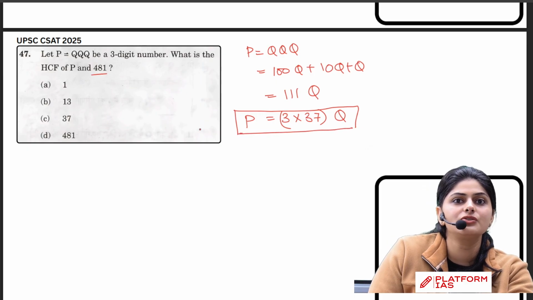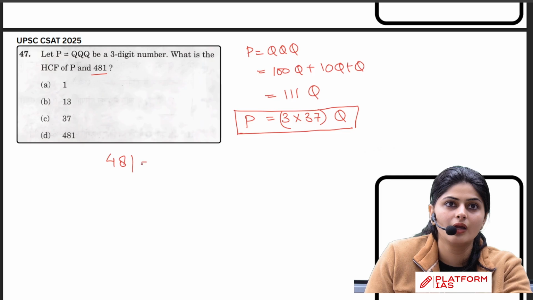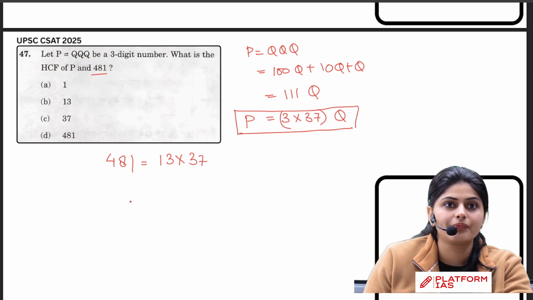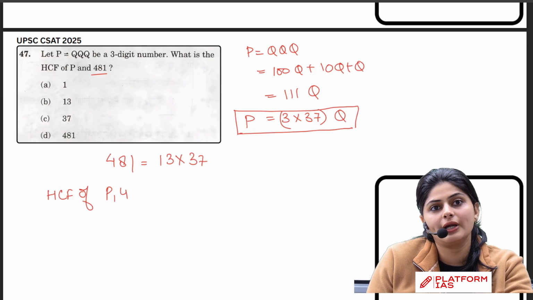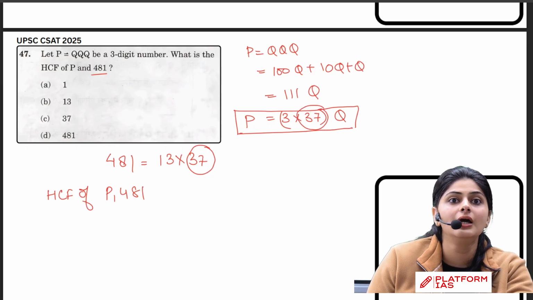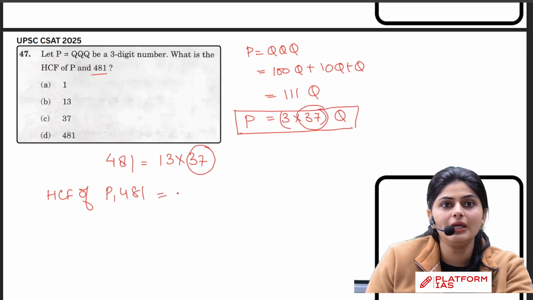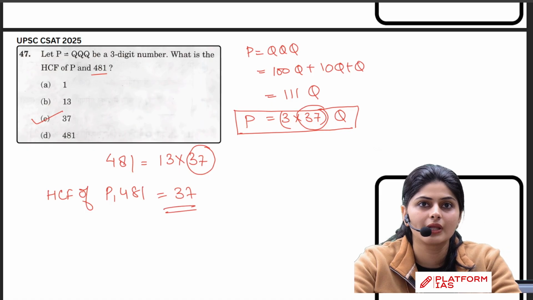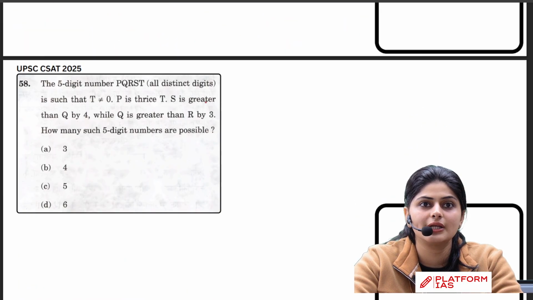Now the next number is 481. 481 is a multiple of 13 and 37. So what will be the HCF of P and 481? The highest common factor, you can see, is 37. You have a 37 in 481. You have a 37 in P. So the highest common factor will be 37. So your answer will be option number C. Fine. Okay, let's proceed to the next one.